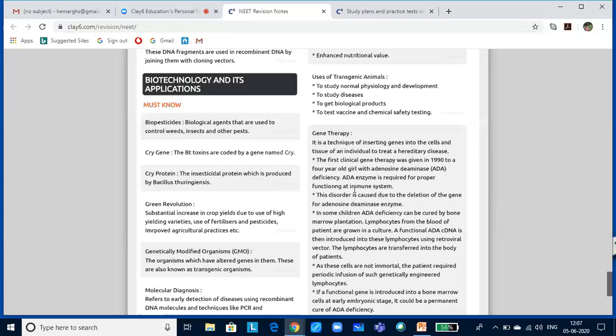Now let us look at molecular diagnosis. Early detection of disease is not possible by conventional methods like using serum and urine or blood. Now, there are molecular diagnostic techniques that have emerged due to applications of biotechnology, like recombinant DNA technology, polymerase chain reaction, ELISA, that is enzyme-linked immunosorbent assay, and all such stuff.